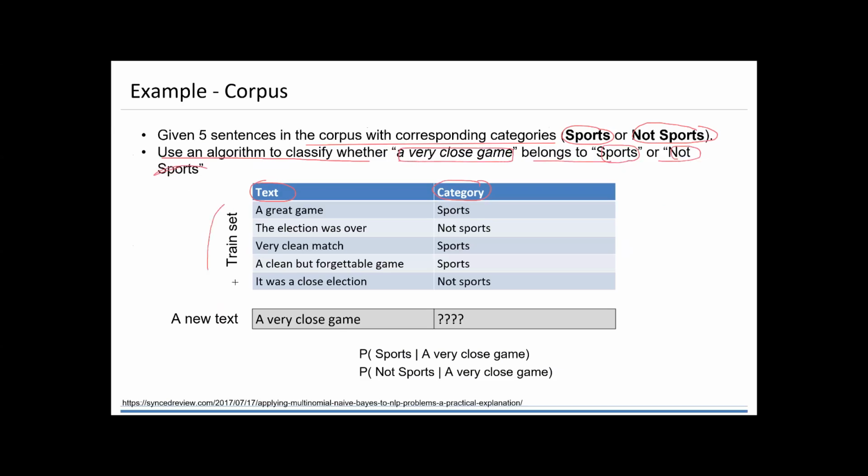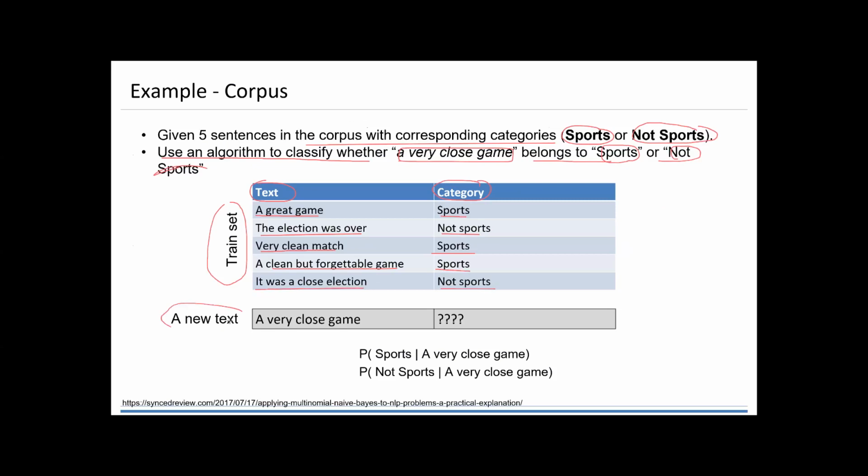We call this the training set. Let's say, a great game, it is sports. The election was over, this is not sports. Very clean match, this is sports. A clean but forgettable game, this is related to sports. It was a close election, this is not sports.